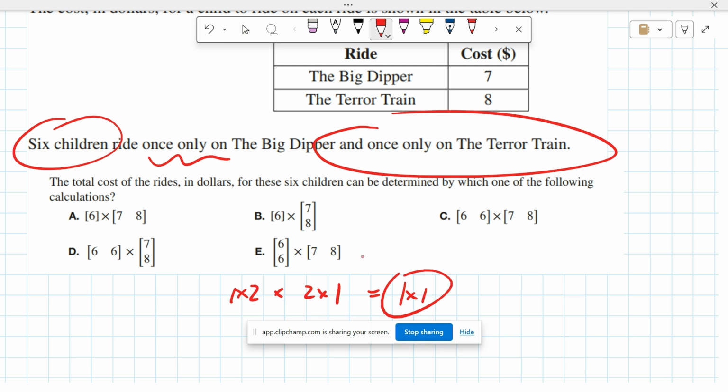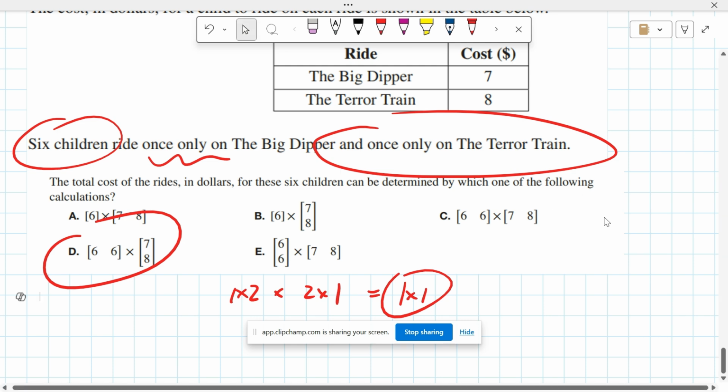So we're going to try to figure out which one is correct. Clearly, we have D. So that's how you start using that.